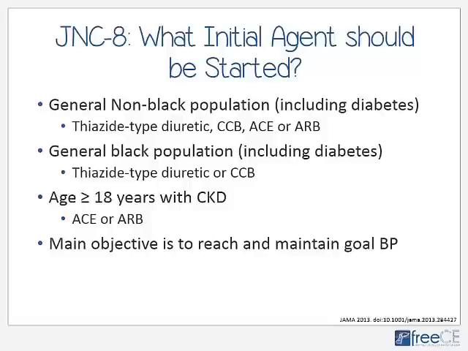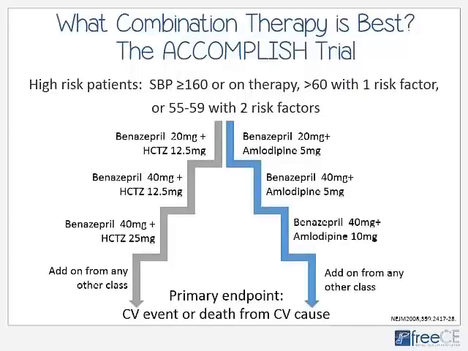The guidelines put emphasis on starting therapy and reaching and maintaining a goal blood pressure more so than they do on the specific agent. So last but not least, I do want to touch briefly on combination therapy. We know that a lot of patients who have hypertension are going to need more than one drug in order to reach that goal. So the ACCOMPLISH trial was one trial that looked at combination therapy in our high-risk patients. So they had a blood pressure over 160, either on or off therapy. And they also had to be over the age of 60 with one risk factor, or between the ages of 55 to 59 with two risk factors.